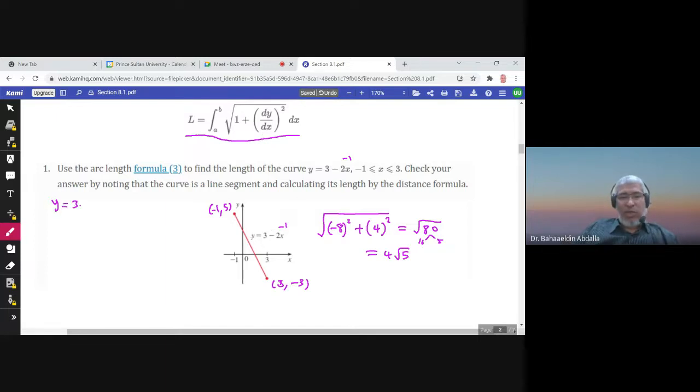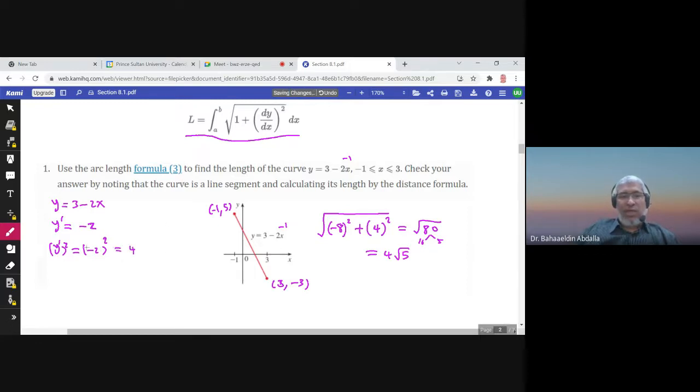Y is 3 minus 2x. And then I'll find dy by dx, or y prime. Well, y prime is negative 2. And then I find dy by dx squared, which is y prime squared. Well, y prime squared would be negative 2 to the power 2, and that would be 4.